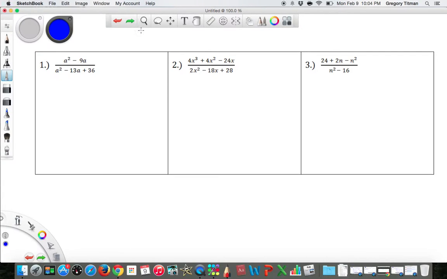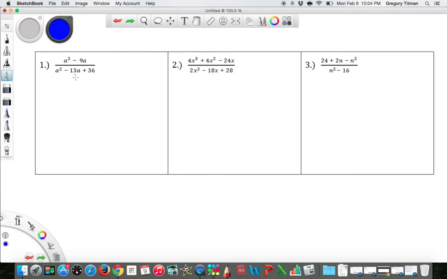All right, so this is check understanding number 2 from today's lesson. I know the directions aren't here, but what the directions ask us to do is to simplify each of these expressions and state what values are excluded from the domain or make the expression undefined. So that's what we're going to be looking at doing in each of these problems.